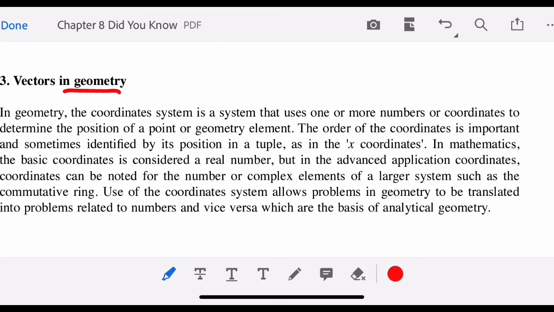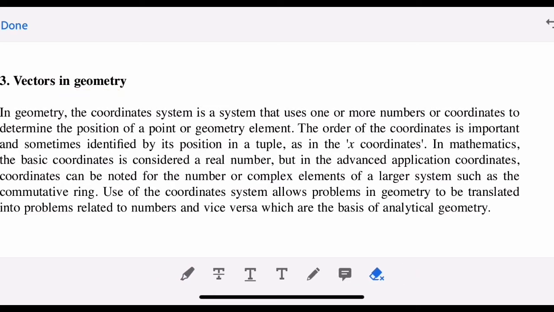Let's see vectors in geometry. In geometry, the coordinate system is a system that uses one or more number of coordinates to determine the position of a point or geometry element. The order of the coordinates is important and sometimes identified by its position in a tuple as the x-coordinates.